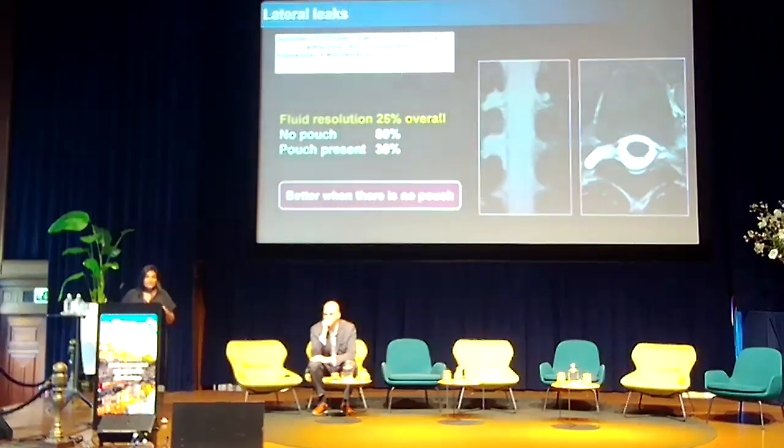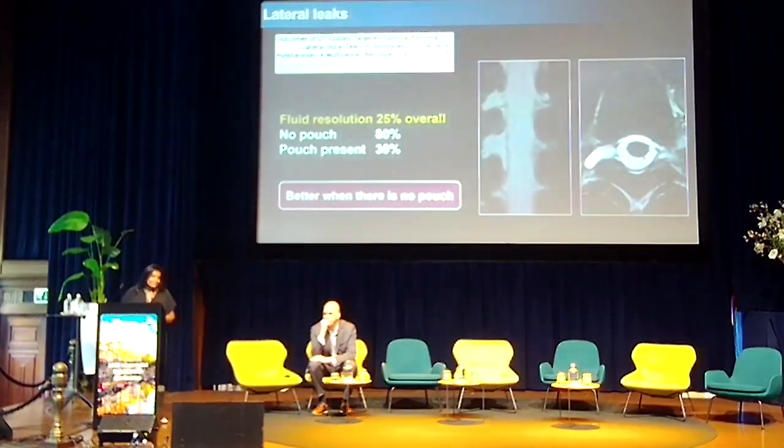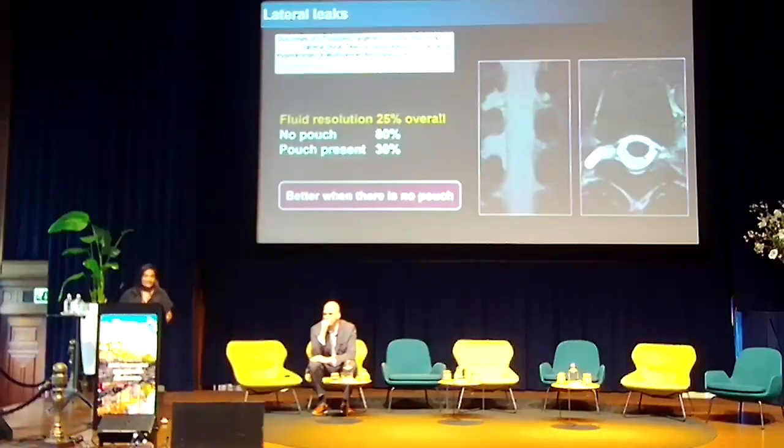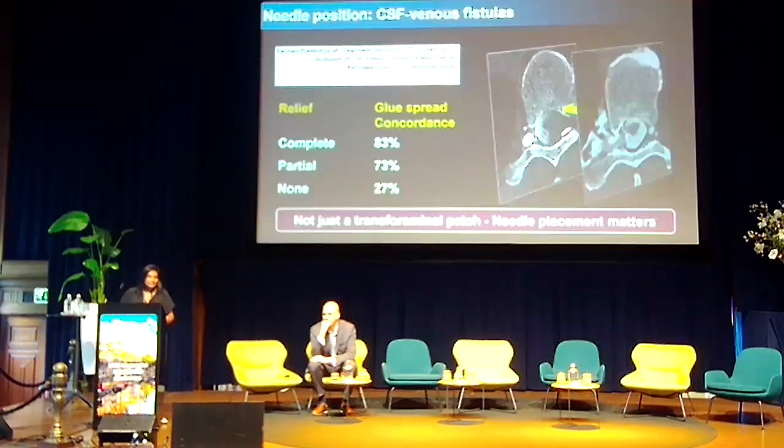And these pouches, you can see these on MRI. Niklas Lutzen has really nicely described this bud-on branch sign, and we've got really great examples, I'm not sure if they're projecting that well, which show us and can point to where these leaks are on MRI. And we did not find any difference whether you injected inside the pouch or outside the pouch. So that was not a predictor of success.